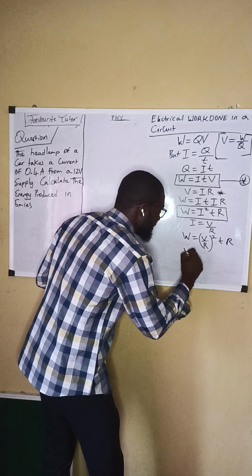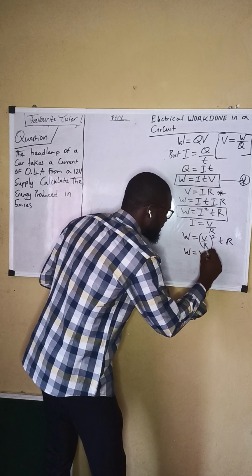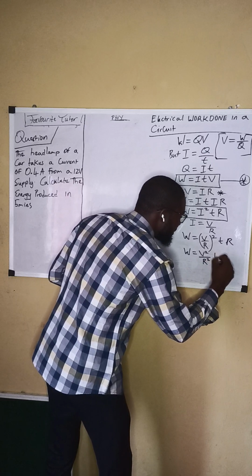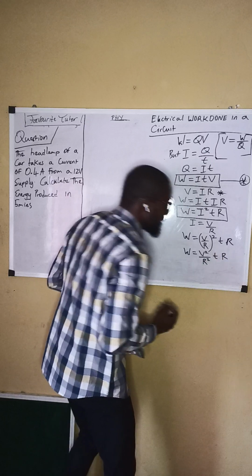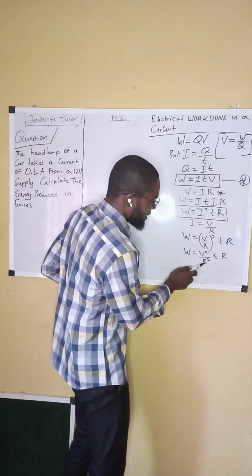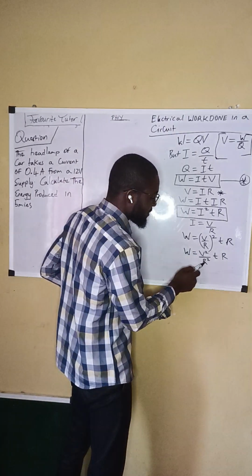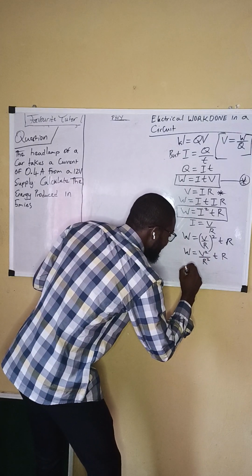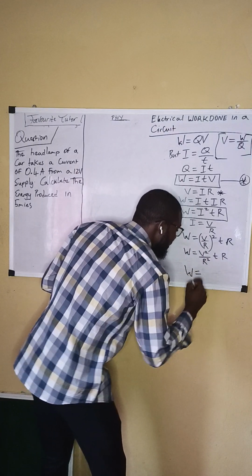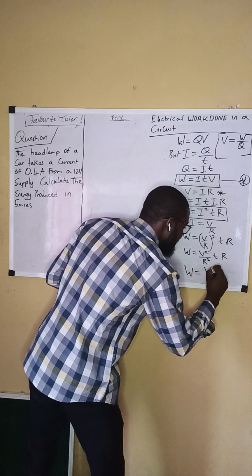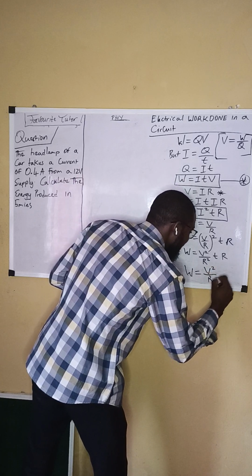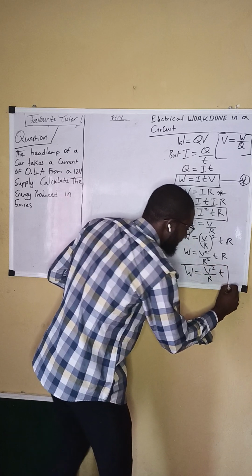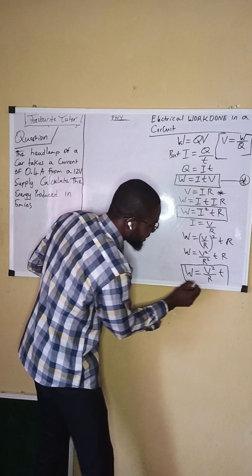Of course, this is the same as V squared over R squared, times T, times R. Now this can cancel out: one is raised to the power of 2, the other to the power of 1. So to make it look neat, the work done will be equal to V squared over R times T. This is another equation for work done.